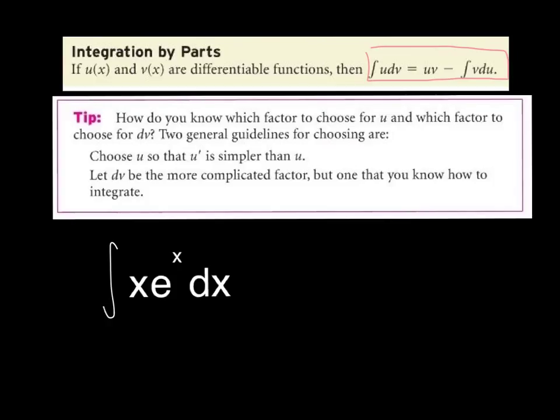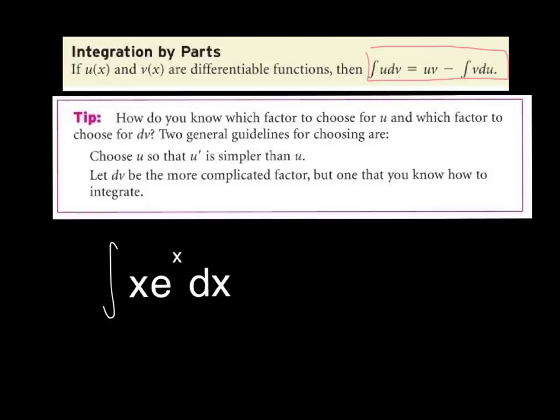So notice it's set up as the integral of u dv. So it's the integral of some function u and then some function that's a derivative of a function. So we want to figure out, okay, what is u in our problem and what is dv in our problem? The tips here are to choose u so that u prime is simpler than u, and let dv be the slightly more complicated factor, but one that you know how to integrate.